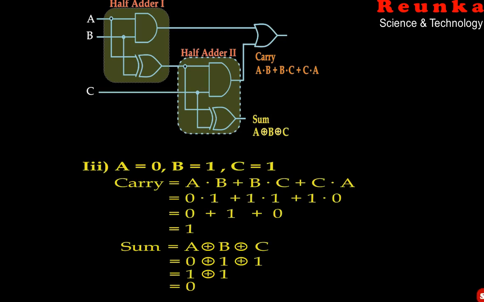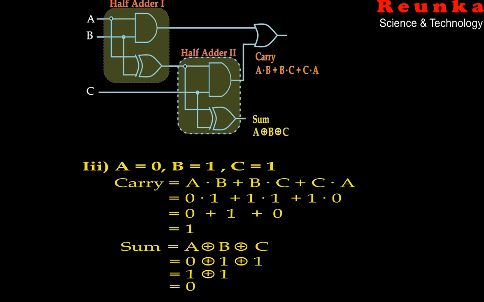In the third case, if 2 inputs are high and one input is low, let us see A equal to 0, B equal to 1 and C equal to 1. For the carry, A dot B, that is 0 dot 1, B dot C equal to 1 dot 1 and C dot A equal to 1 dot 0. First product 0 dot 1 will be 0, second product 1 dot 1 equal to 1, third product 1 dot 0 equal to 0.